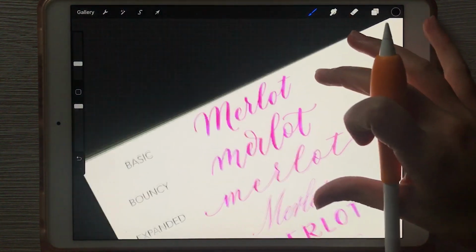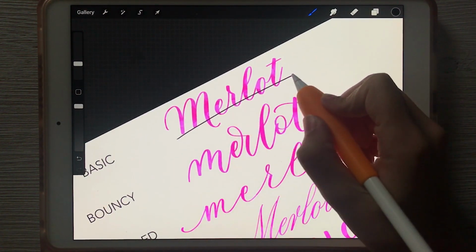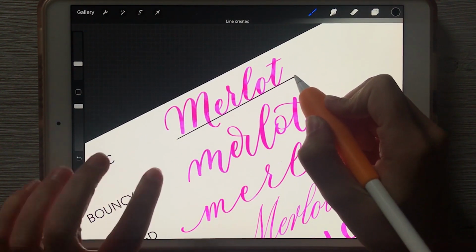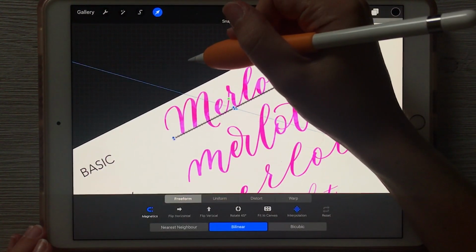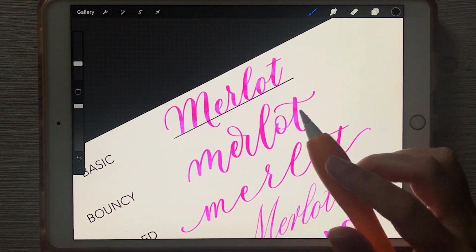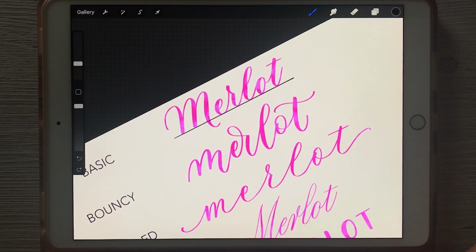The very first one is just a very basic style, and I'm going to draw a quick baseline here. So just draw a straight line, and what we can see for this basic style is that all of our letters, besides this part of the M, are resting on a single baseline.